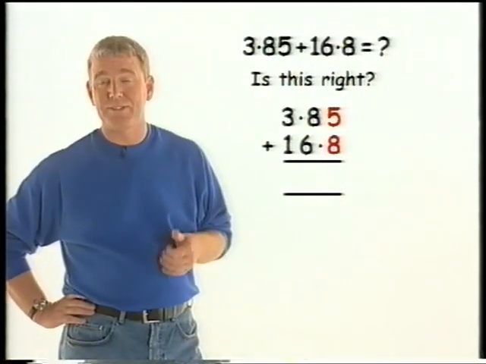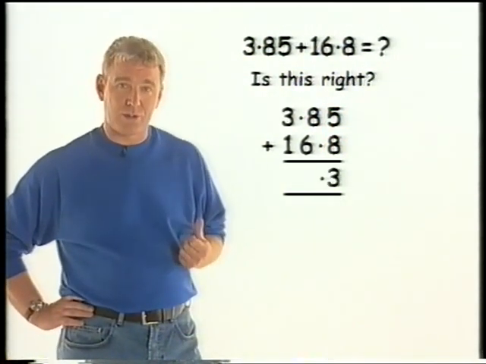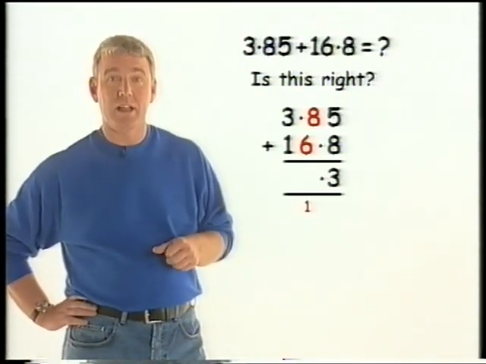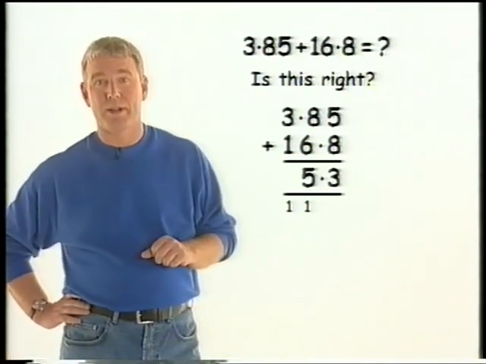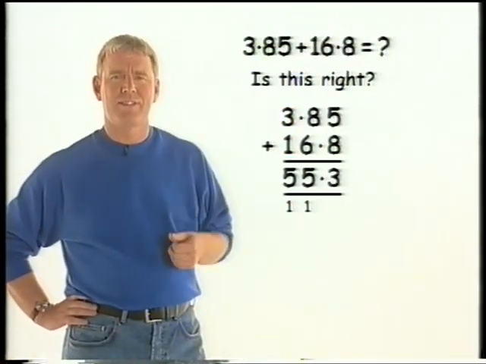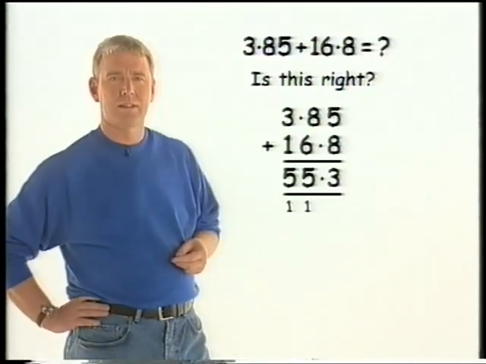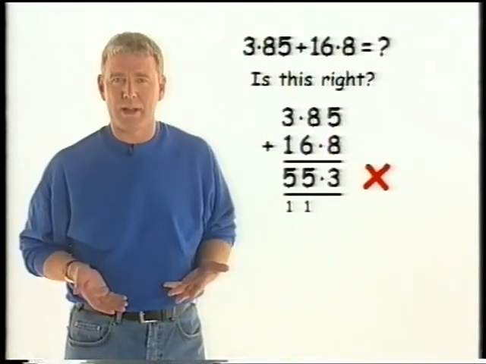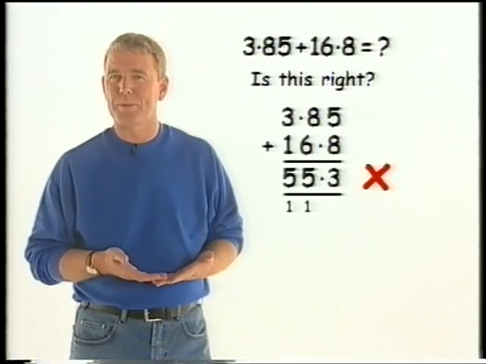8 and 5 is 13. Put down 3 and carry 1. 8, 6 and 1 is 15. Put down 5 and carry 1. 3, 1 and 1 is 5, so that's 55.3. That can't be right. My estimate was just less than 21. What's gone wrong?